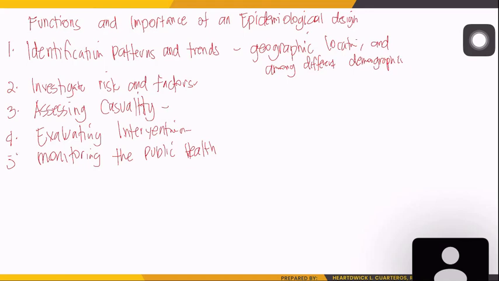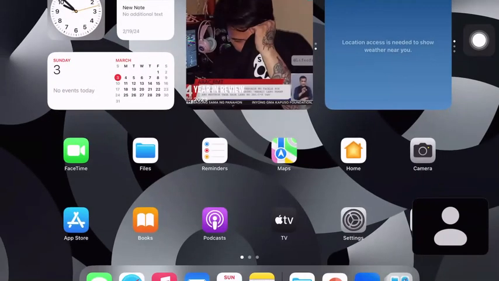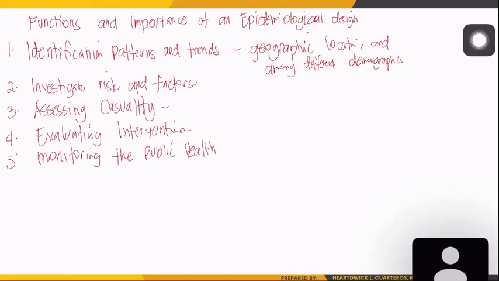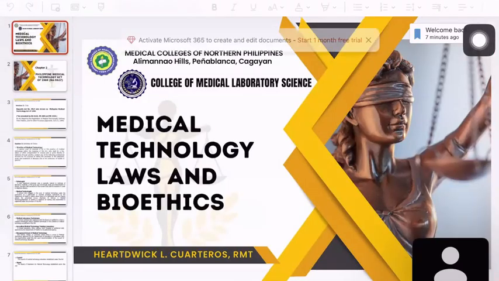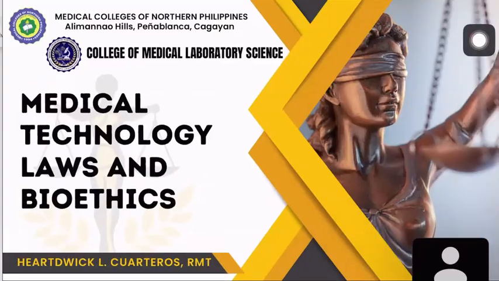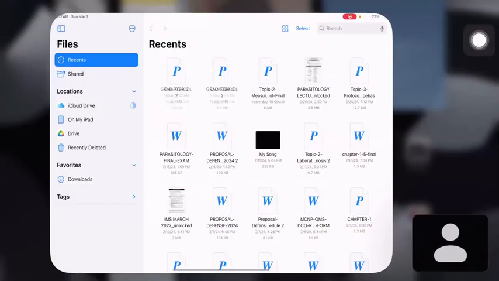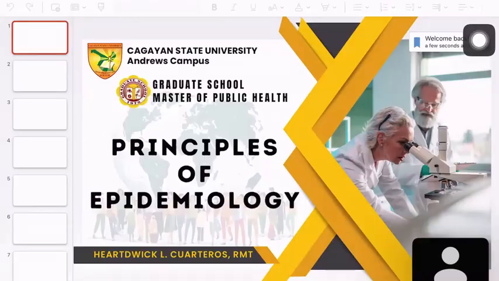We have your identification of patterns and trends. We have to investigate the risks and factors, assessing causality, evaluating intervention, and number 5, your monitoring of public health. Now, let's proceed. So, let's proceed now to the discussion.